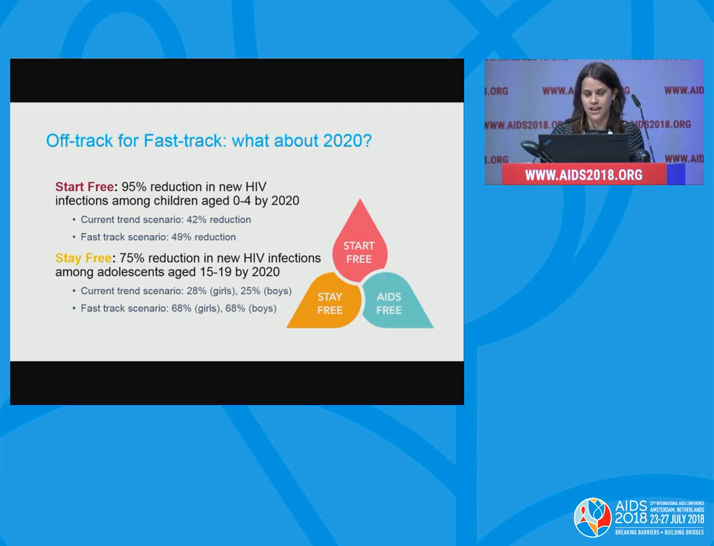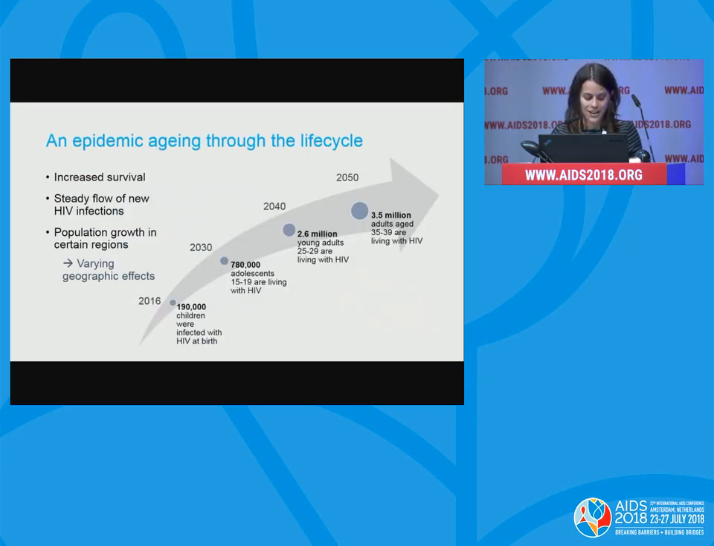I'll just rush ahead. Finally, our results illustrate also the concept of aging populations living with HIV from childhood to adulthood. This aging concept can be understood from 3 factors in our predictive model. These are increased survival, steady flow of new HIV infections, and population growth in certain regions, especially the ones with persistent HIV incidence rates. And these 3 factors vary by region and thus influence the regional epidemics in different ways.